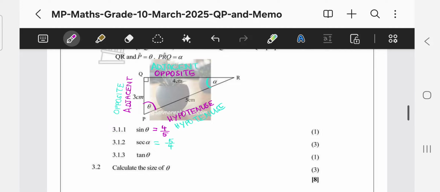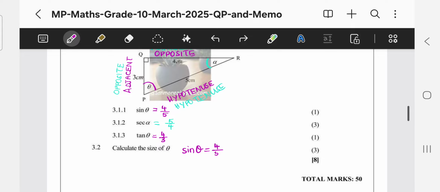We now need to get tan theta. So we're back to theta, and remember tan is opposite over adjacent. That is going to be 4 over 3. Now 3.2 requires you to calculate the size of theta. And here's how we're going to do this. We can either use our answer from 3.1.1 or 3.1.3, where we had values for sine theta and tan theta. I'm going to choose to go with sine theta. So we had sine theta is equal to 4 over 5.